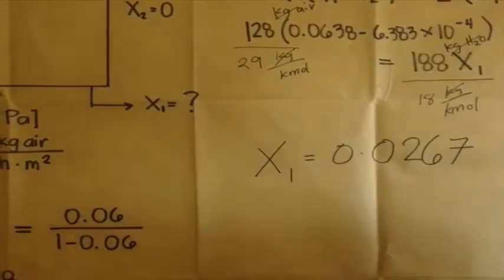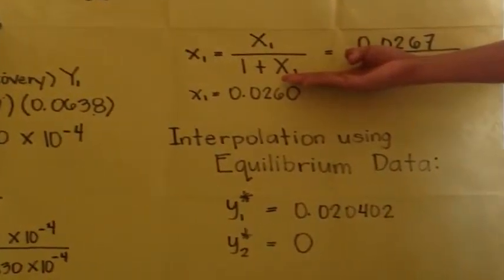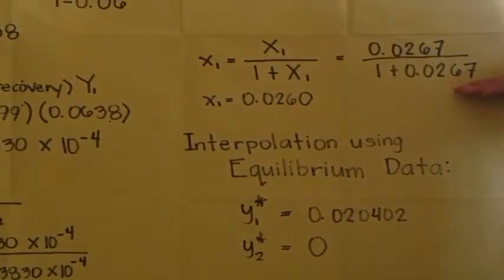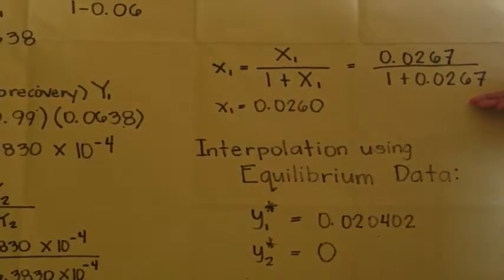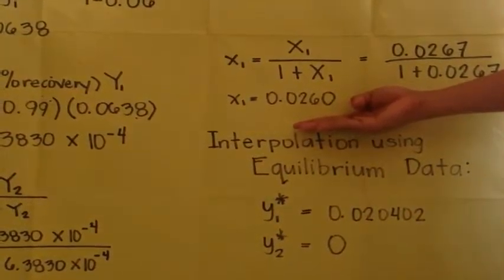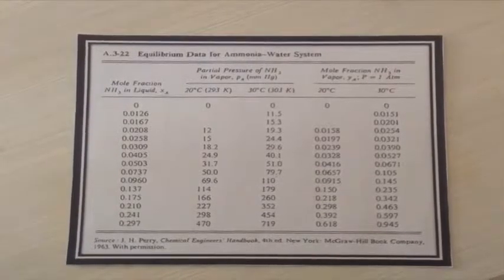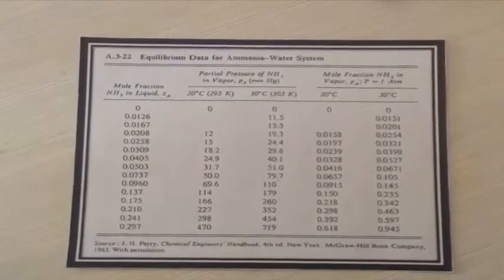Next, we will convert this value on wet basis. We already know the formula for the conversion on dry to wet basis. Therefore, we will arrive at a value of 0.0267 divided by 1 plus 0.0267, which is equivalent to 0.0260. We already have calculated the operating values. Now, we will get the equilibrium values for the calculation of the theoretical trace.